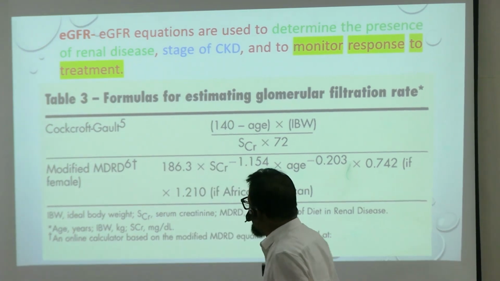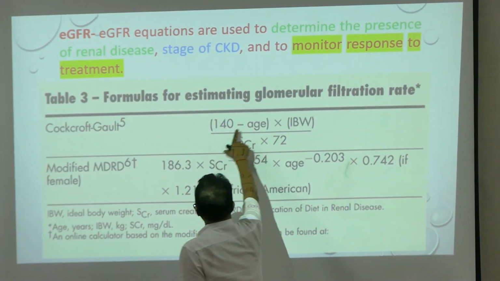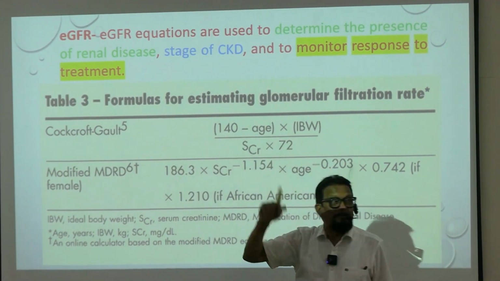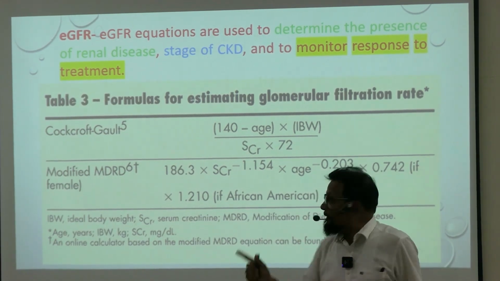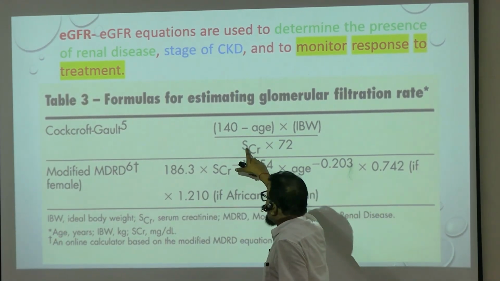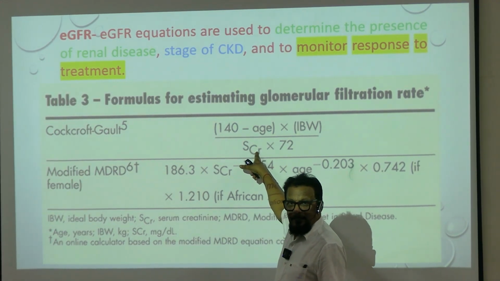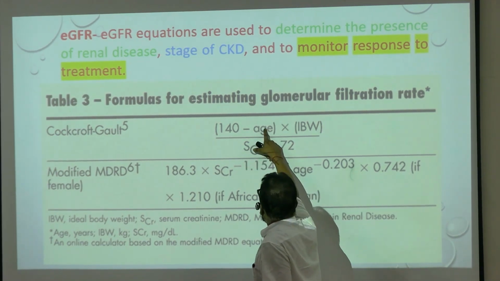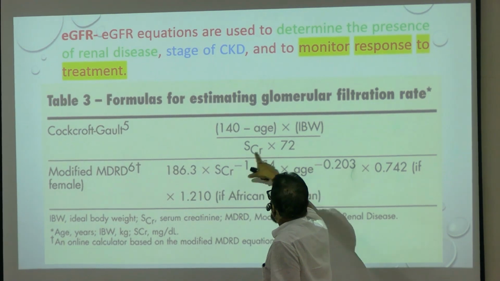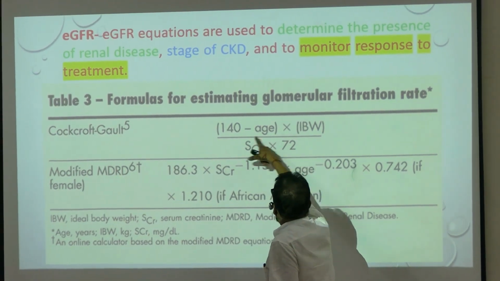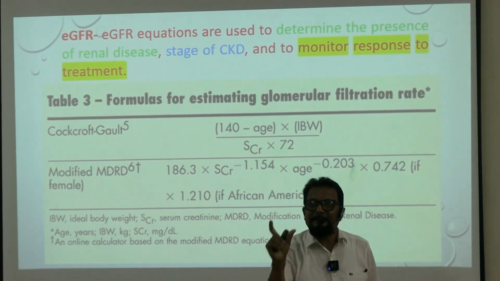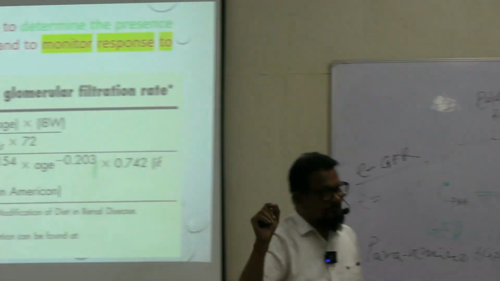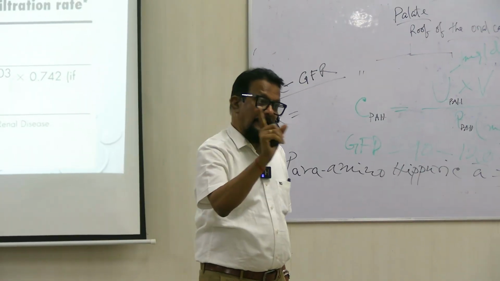Simple equation. What is this? 140 minus the age of the patient in years, into ideal body weight or the body weight of the patient, divided by serum creatinine. Okay, the patient is tested, this is available with you, and age is available with you, body weight is available with you. So creatinine level multiplied by 72 and is divided, and you will get a value, eGFR. You will get a value of GFR, whatever it is. Okay, in that way you can calculate.